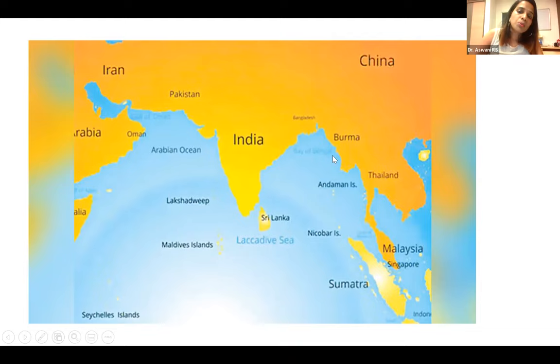and the port of Chittagong in Bangladesh. Towards the very eastern side, you also see the Strait of Malacca, between Sumatra and Malaysia, a narrow strait which is the talk of the town. We'll talk about that in some time. It's one of the most important shipping lanes in the world, as it provides the shortest route to connect the Indian Ocean and the Pacific Ocean, right?